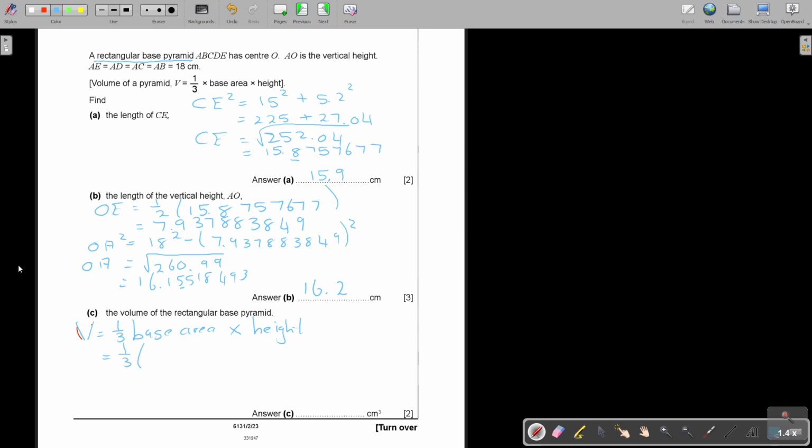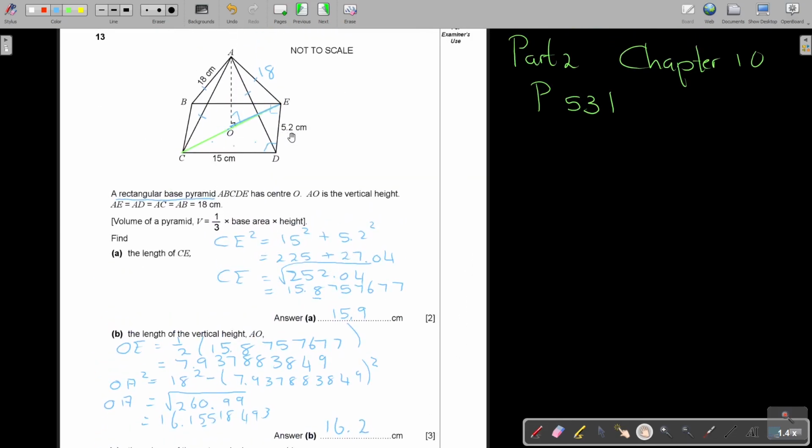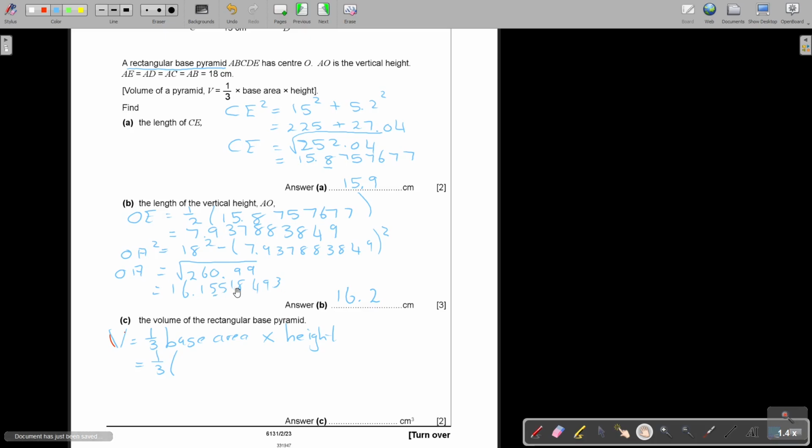And now what is the base area? Can I just show you again? It's that 15 times 5.2, and then times the height that I got there, OA. Where is OA? There. Again, I would like to work with the unapproximated values. So it's 15 times 5.2 times 16.15518493. Again, first my full calculator display, and then I go for three significant figures, and that's 420.